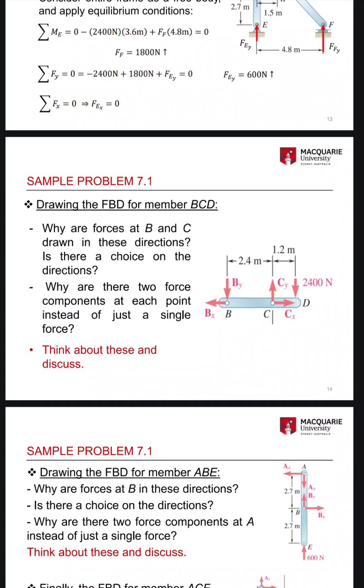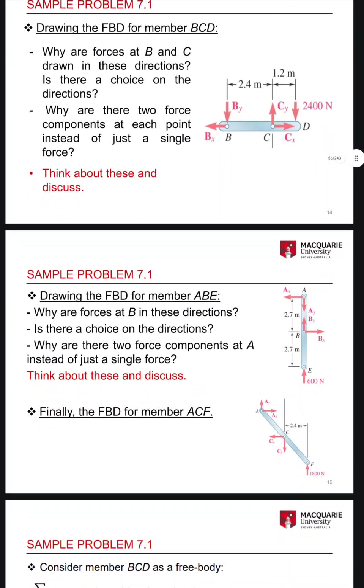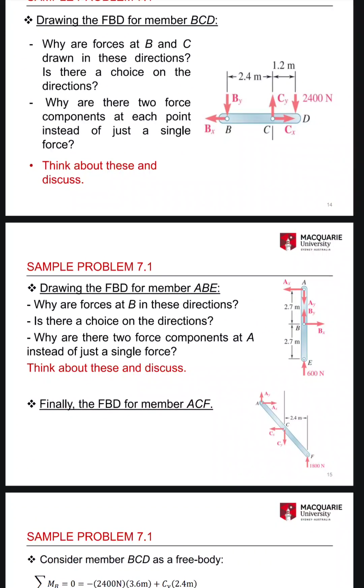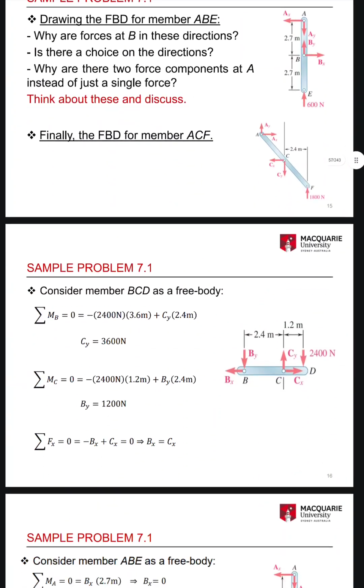Drawing the FBD for member BCD. Why are forces at B and C drawn in these directions? Is there a choice on the directions? Why are there two force components at each point instead of just a single force? Think about this and discuss. Drawing the FBD for member ABE. Why are forces at B in these directions? Is there a choice on the directions? Why are there two force components at A instead of just a single force? Think about this and discuss. Finally, the FBD for member ACF.